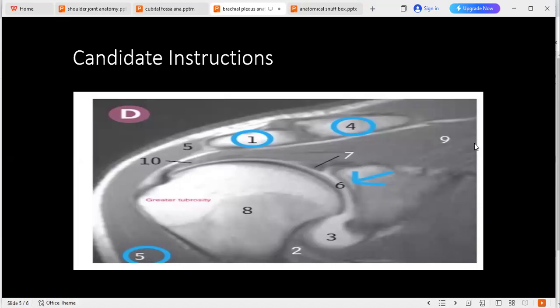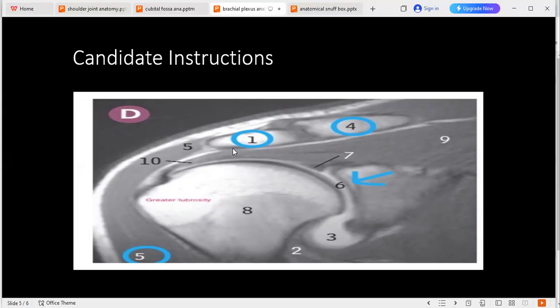Okay, please tell me, this is the last question of this station. What kind of image are you looking at? And identify the marked structures, please. Hello? Are you there? Yes, please. What kind of image are you looking at? It is an MRI of the shoulder joint.